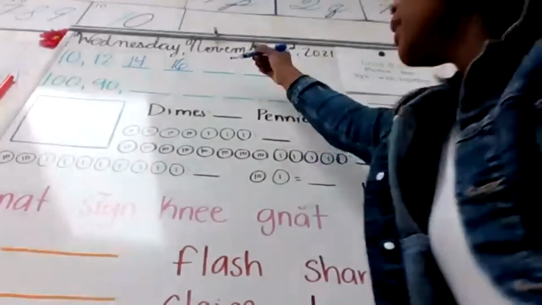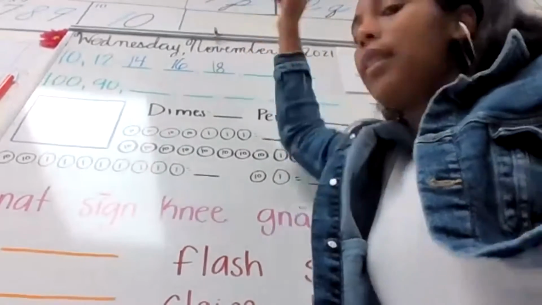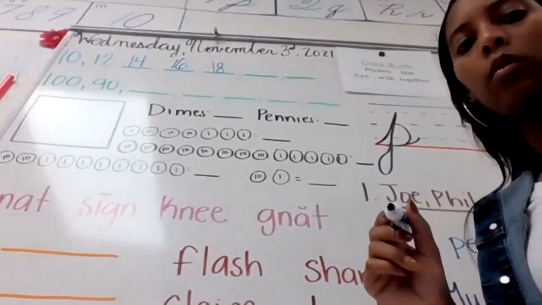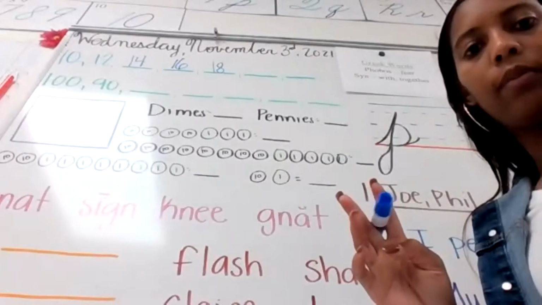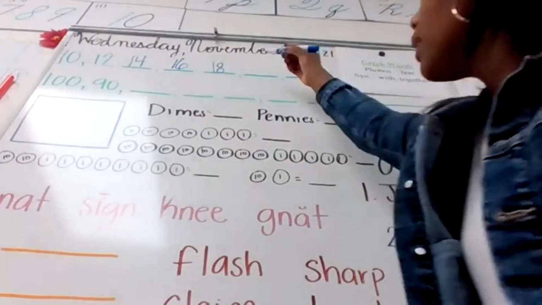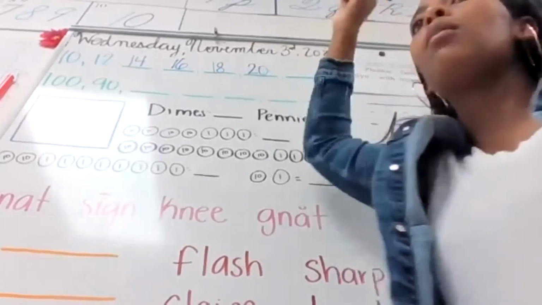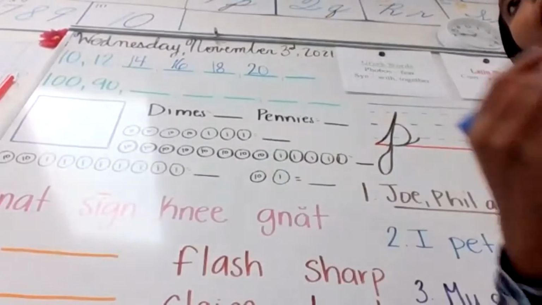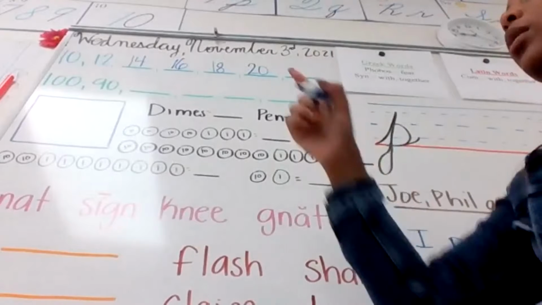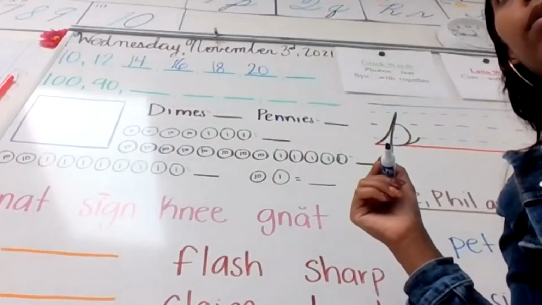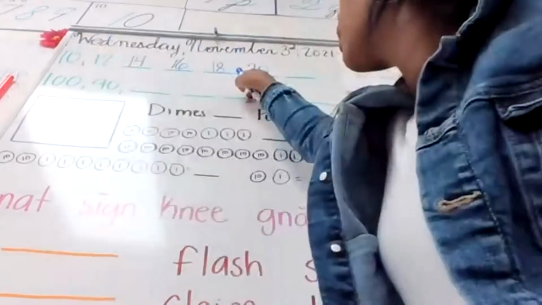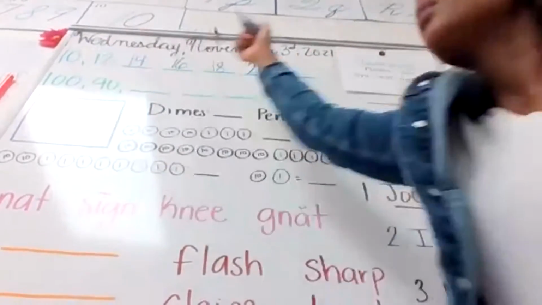18. 10, 12, 14, 16, 18. Okay, Avaya? After 18, you go into the 20. So 10, 12, 14, 16, 18, 20. And what will come after 20? The pattern starts all over again. You skip one. Look, you have your 10. Then it goes to the what? The 2. So 22.